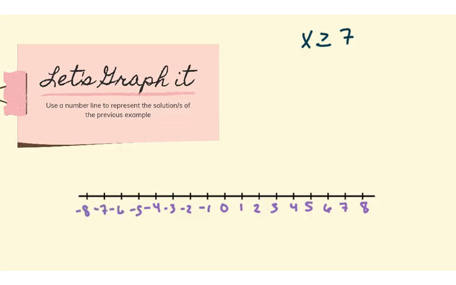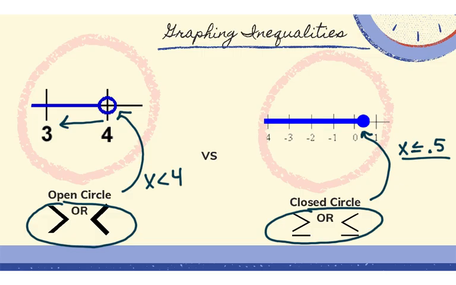Okay? And if you recall, when we graph inequalities, we're either going to use a closed circle or an open circle. Our solution here is x is greater than or equal to 7. So that tells me that we're going to need a closed circle, because we have that greater than or equal to symbol, to graph this solution.